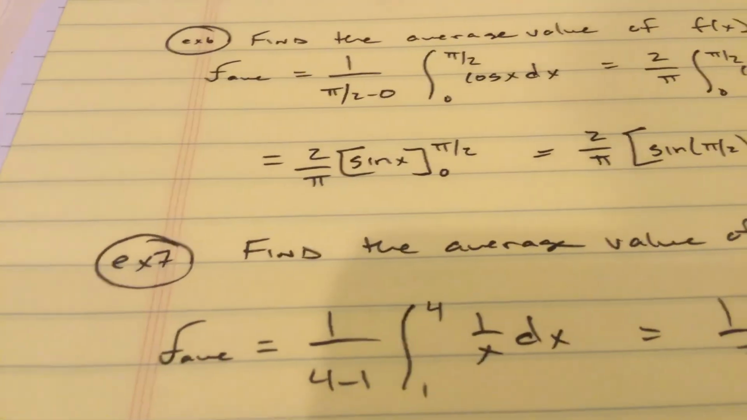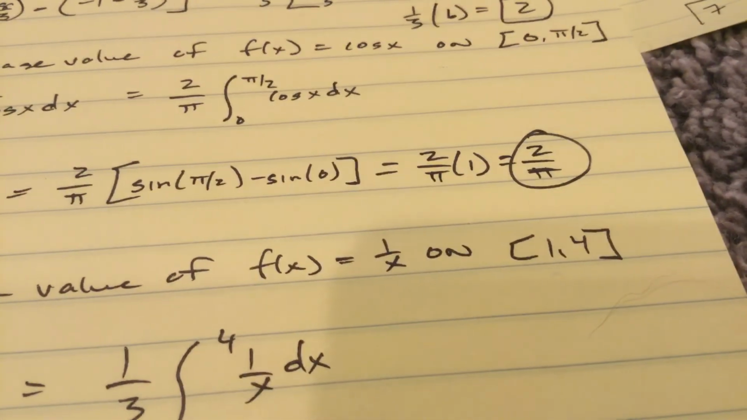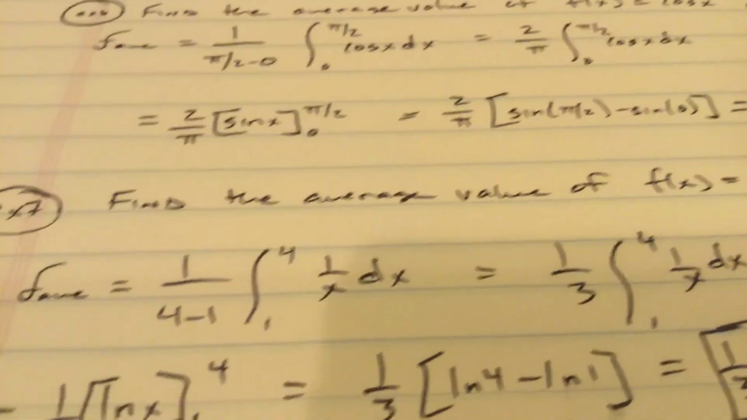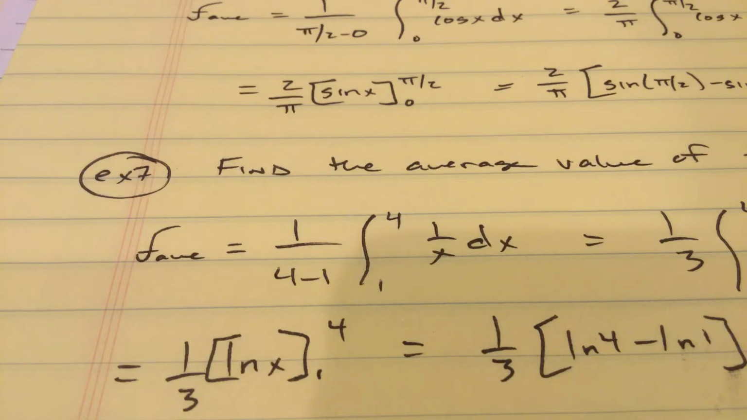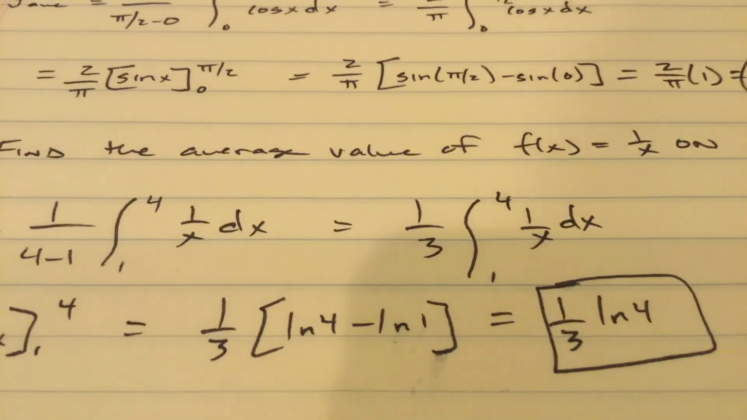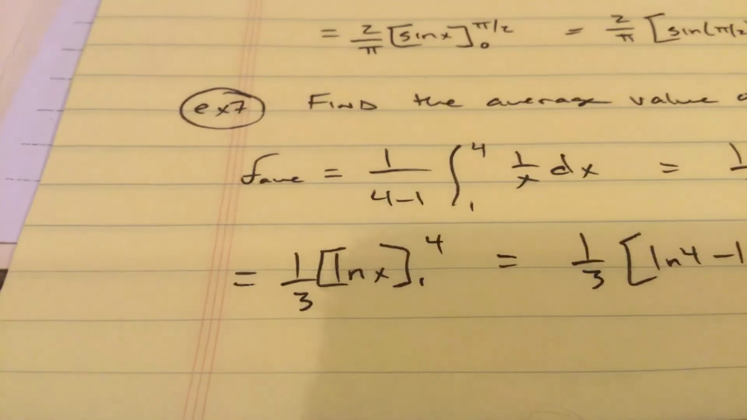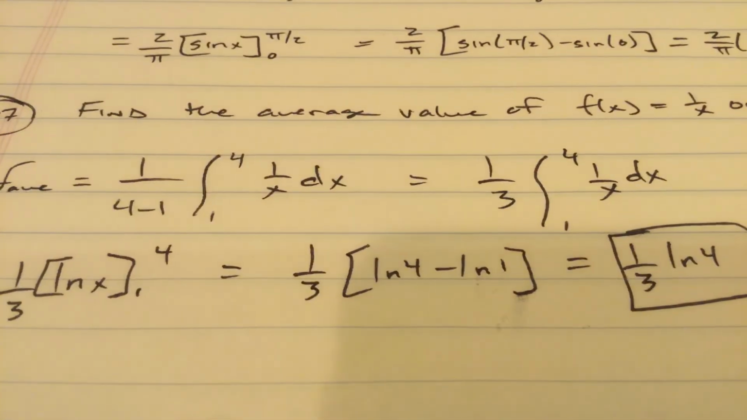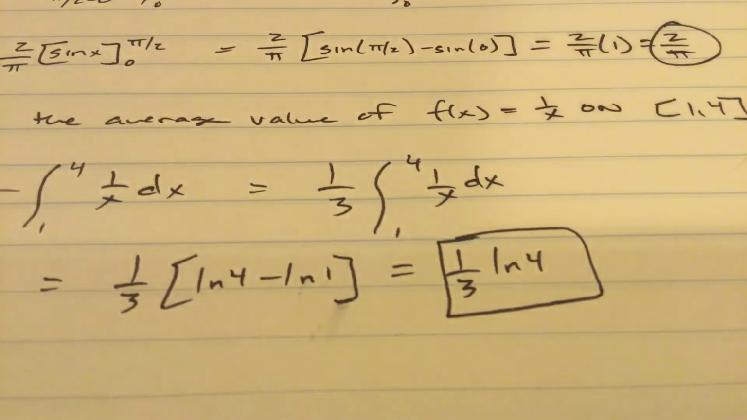All right, one more here. And pause this whenever you need to. Find the average value of f of x equals 1 over x on the interval 1 to 4. So the average value is equal to 1 over 4 minus 1, integral 1 to 4 of 1 over x dx. 1 over 4 minus 1 is 1/3. The antiderivative of 1 over x is natural log x. Going to plug 4 in, going to plug 1 in. Natural log of 1 is 0. That is 1/3 natural log 4.